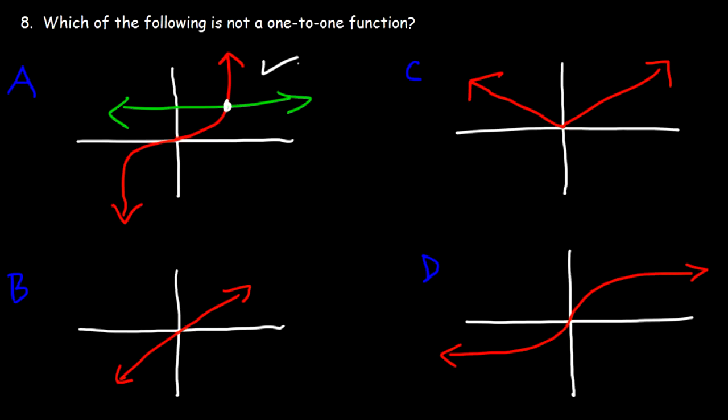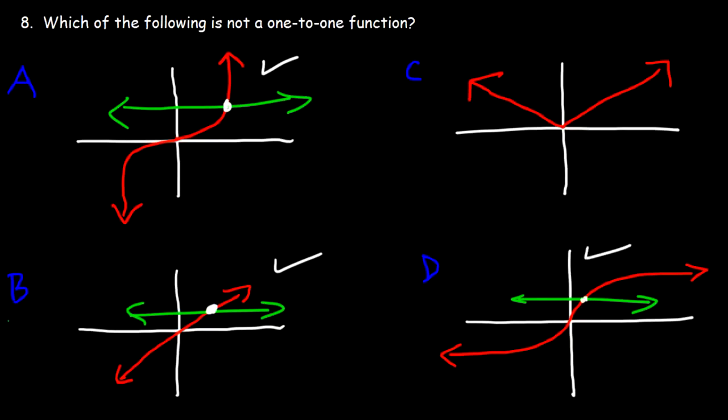If a function is one-to-one, that means that the inverse function is a function, which means the inverse function passes the vertical line test. So looking at B, if we draw a horizontal line, it passes the test. It touches the point only once. So B is a one-to-one function, and the same is true for D. D is a one-to-one as well.